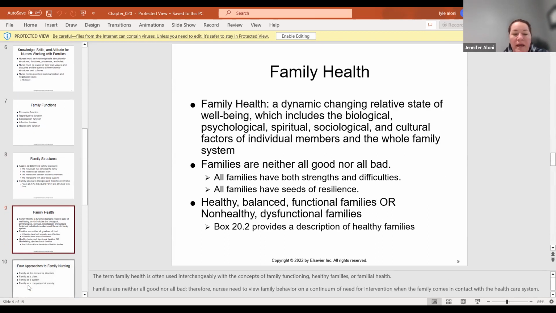Know that our family health is always changing. Families are neither good nor bad. We know about healthy, balanced, functional, or dysfunctional families. Box 20.2 is the box I just told you about. I want you to know that description of our healthy families.